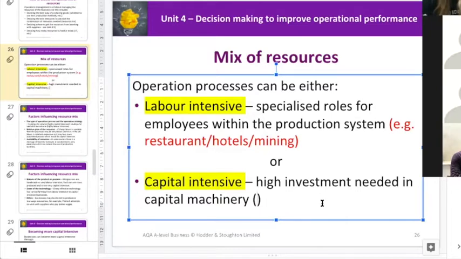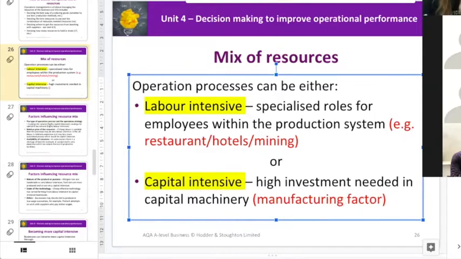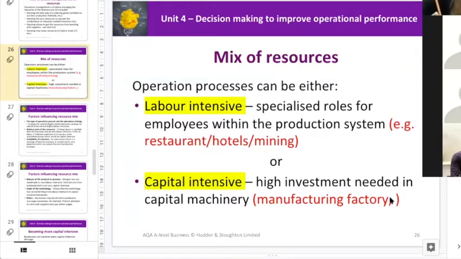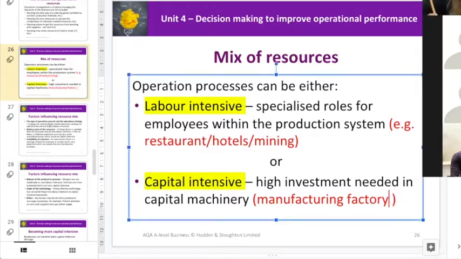What are the capital intensive companies you can think of? Most of their operations will be done by machines. Nowadays, all the manufacturing will be automatic. It will be done by machines.